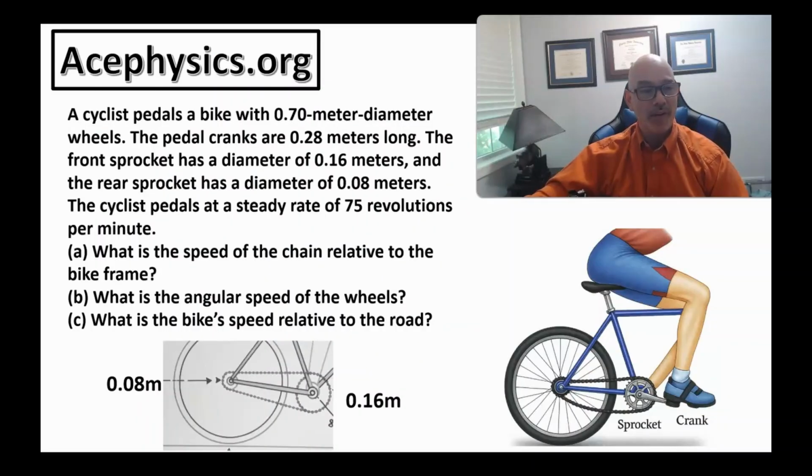Here's problem number 1. A cyclist pedals a bike with 0.7 meter diameter wheels. The pedal cranks are 0.28 meters long, the front sprocket has a diameter of 0.16 meters, and the rear sprocket has a diameter of 0.08 meters. The cyclist pedals at a steady rate of 75 revolutions per minute. Here's the cyclist on his bike. This is the front sprocket. It has a diameter of 0.16 meters. And here's the rear sprocket with a diameter of 0.08 meters. What is the speed of the chain relative to the bike frame? What's the angular speed of the wheels? What's the bike speed relative to the road? I'll solve the problem on the next slide.